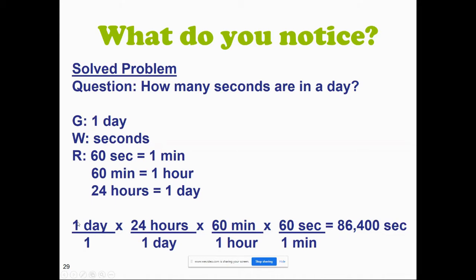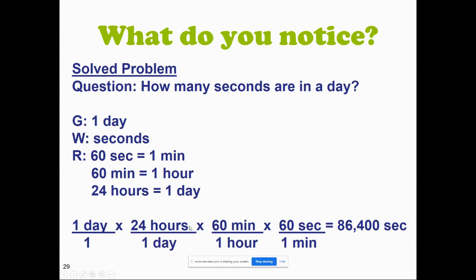So we're going to go 1 day, and we're going to put it over 1. We want days to go away, to cancel out. So we need to look for the relationship that has days in it. Oh, wait, this one. This one has days in it. This is the relationship we can use to get days to cancel out. So we'll use this ratio. 1 day is equal to 24 hours. We want days to cancel out, so we will put this number on the bottom and this number on the top. So when you do that, our days cancel out.